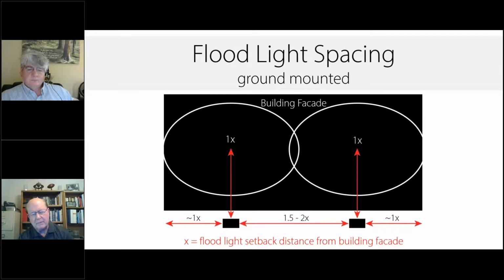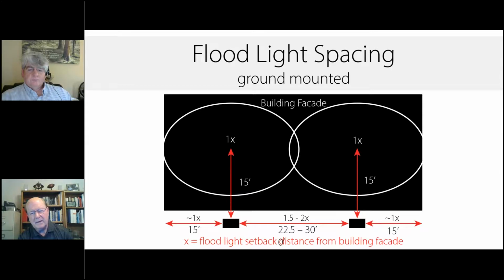So let's look at an example here. If we have a 15-foot setback, we can cover 15 feet to the left of the ground-mounted flood. And then between poles, anywhere between about 22 to 30 feet. We're good there, depending on whether you want to be a little conservative or whether you want to stretch it just a little bit. And then 15 feet to the right. So that's how that works.